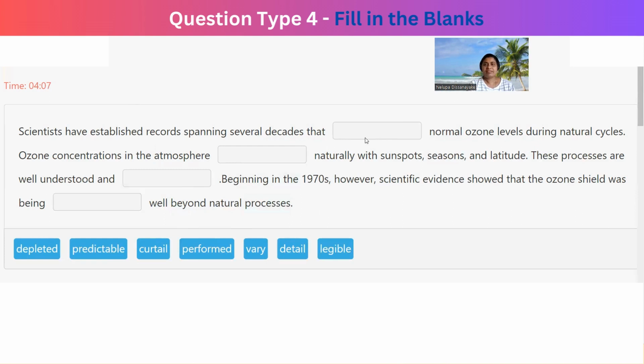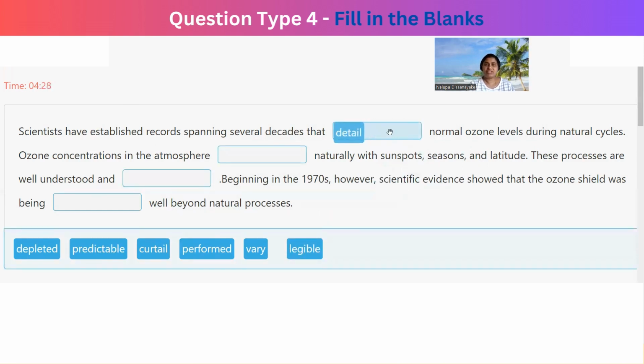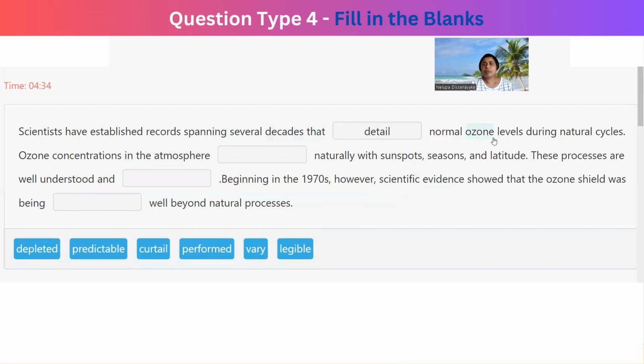Vary. Based on the meaning, it doesn't say that it is varying or changing. Some kind of a change is not explained here. Legible. Legible is we can read. It is clear to read. So here, the best suited answer based on the elimination strategy should be detail. Now let's see whether this answer is matching here. Scientists have established records for several decades that detail normal ozone levels during natural cycles.